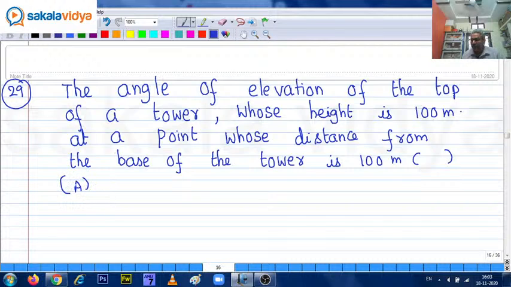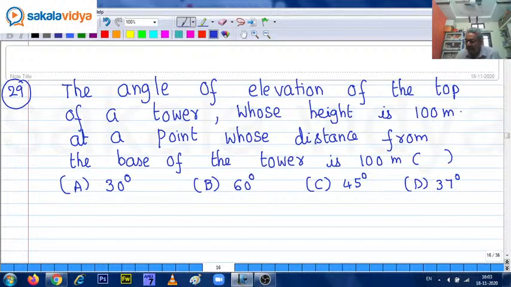Thank you, Anil Kaundania. A, 30 degrees. B is 60 degrees. C is 45. D, 37 degrees. Okay, and from December 1st onwards I will start mock tests for EAMCET 2021.